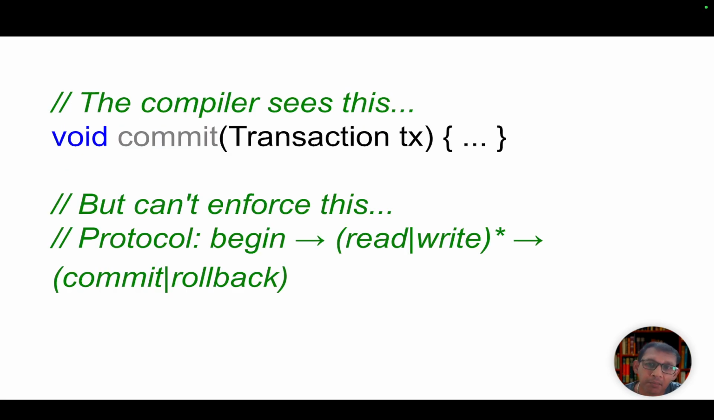These are what we call method call protocols, the valid sequences in which methods can be called on an object. The compiler can see that a method like commit exists, but it can't enforce the protocol that says you must call begin first, then do your work, then call either commit or rollback. When protocols live outside the type system, the compiler can't enforce them. That's where our problems begin.